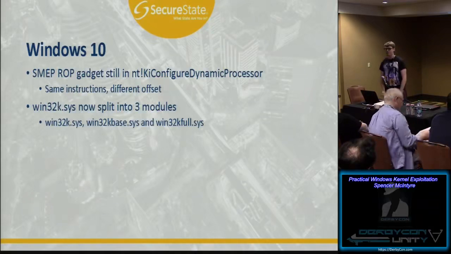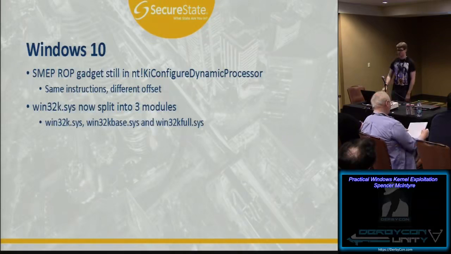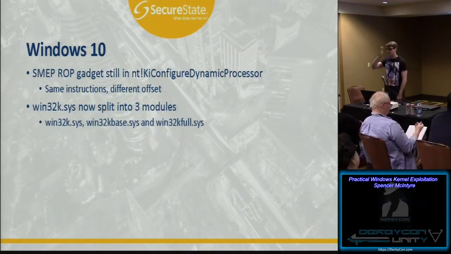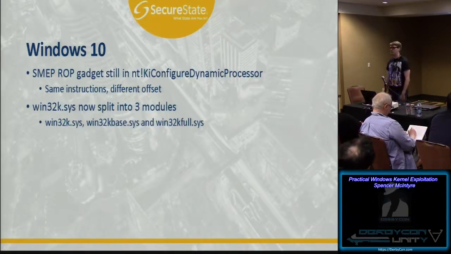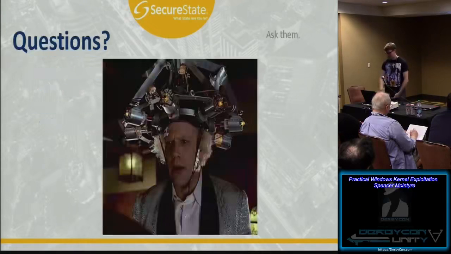One thing I found very interesting is that starting in Windows 10, the Win32k.sys module is now broken out into three different parts. I'm not sure why Microsoft did that, probably because it was growing very large, but a lot of the Windows vulnerabilities are in the Win32k.sys driver, so it would be very interesting to see if that affects exploits moving forward.